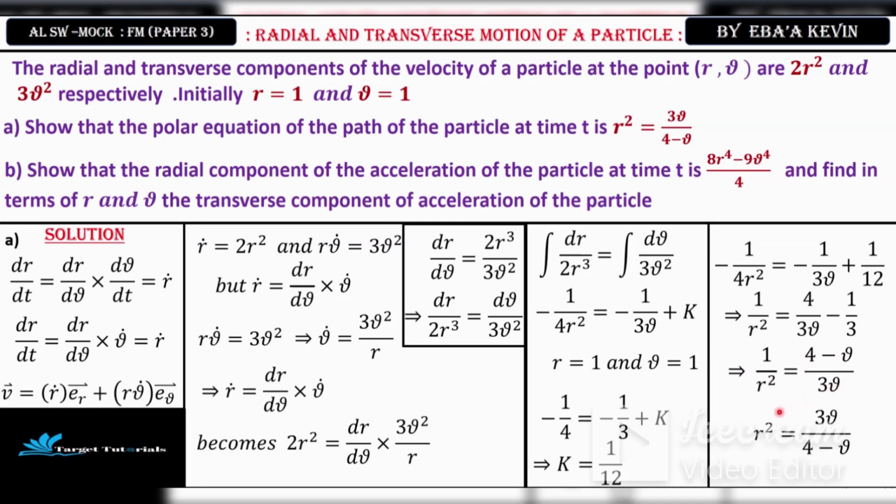Therefore we obtain r squared equals 3 theta divided by 4 minus theta. That is the required polar equation of the path of the particle at time t, which we were required to prove.